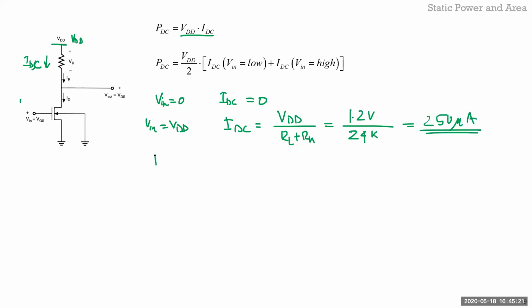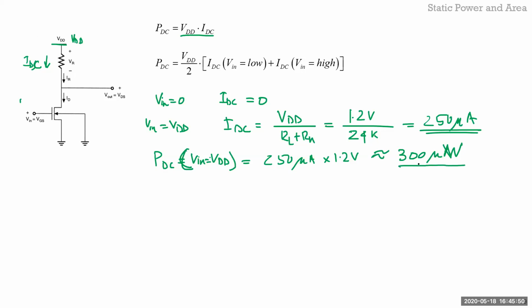So the power DC when Vin is equal to VDD is equal to 250 microamps times 1.2 volt, which is approximately 300 microwatts, which is huge. Like entire digital chip now consumes 300 microwatt. So for a gate to be consuming 300 microwatt, that's a lot. And this is when Vin is equal to 0.